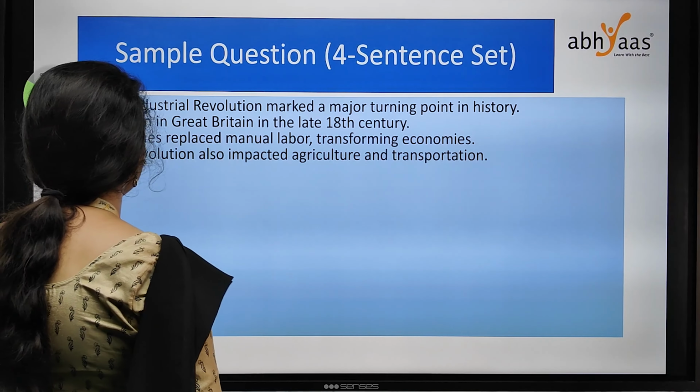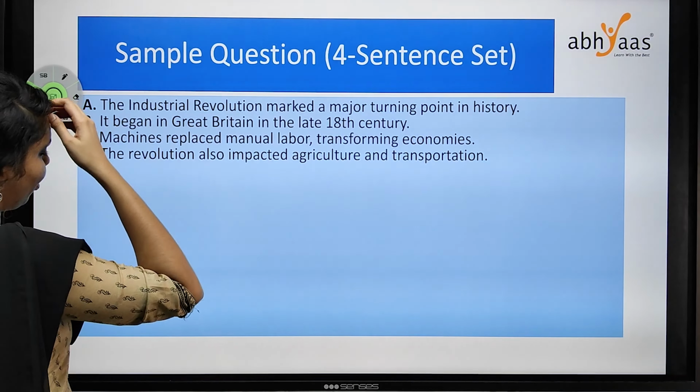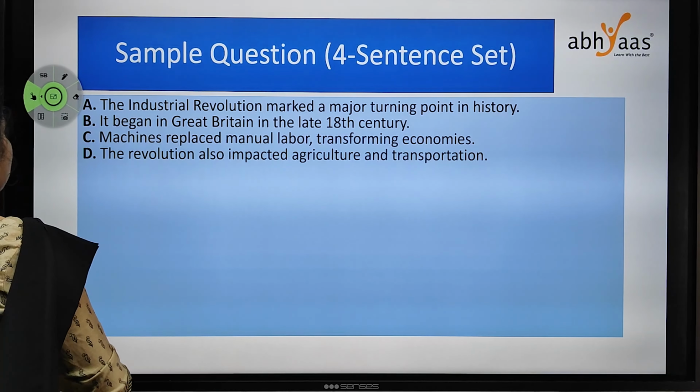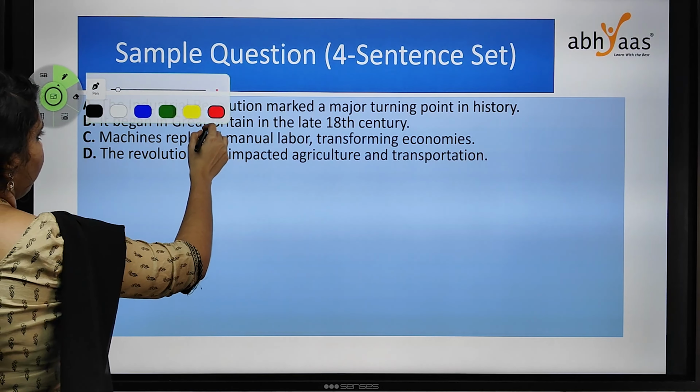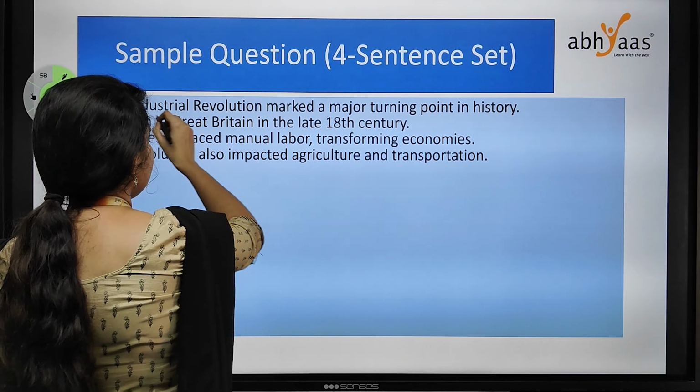So let's look at this one. This is actually pretty easy because this is the first one. I wanted it to be pretty easy. Let's look at the sentences. The Industrial Revolution marked a major turning point. Can this be the starting sentence? Yes, because this is introducing something, right?